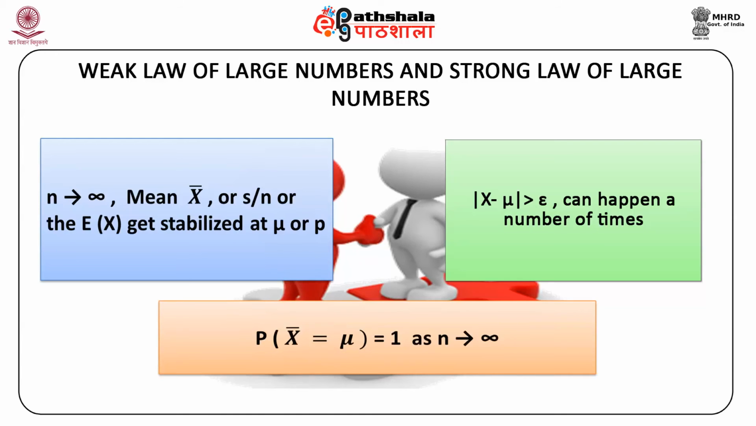That is, the probability that X bar equals mu is equal to 1 as n tends to infinity. In other words, when n tends to infinity, the sample mean will converge to the population mean mu with probability 1. Thus, the law of large numbers is said to be strong because it guarantees stable long-term results of the averages of random events. This is certainly a strong mathematical statement.